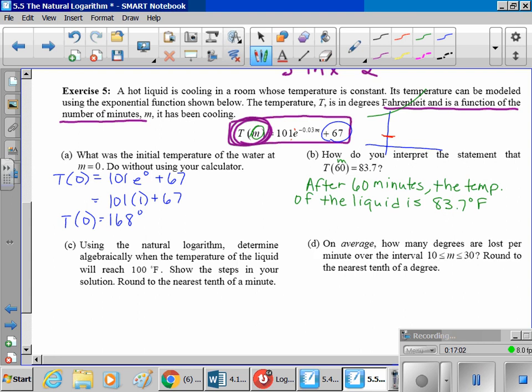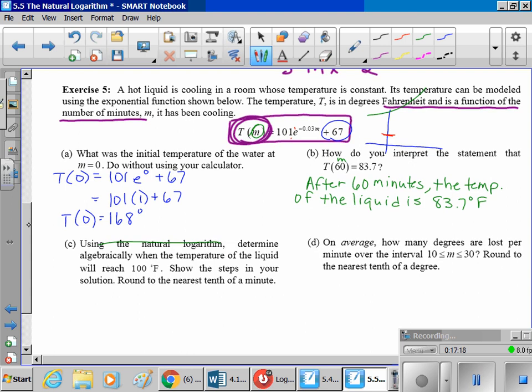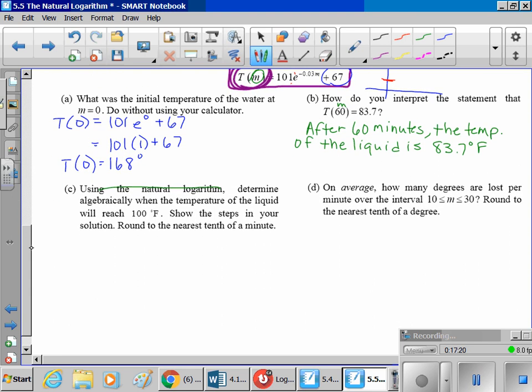So now C says using the natural logarithm. I'm going to remind you, it won't tell you that. That part will probably be missing. It'll say determine algebraically when the temperature of the liquid will reach 100 degrees Fahrenheit. Show the steps in your solution. So hopefully you've done writing all this down. If not, pause it before I move up.